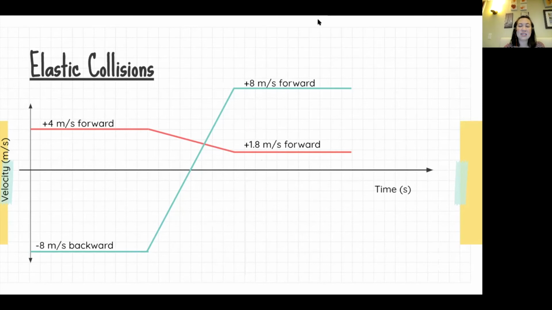Notice that when we do elastic collisions, they should cross each other in the middle because they change direction, or at least one changes direction.